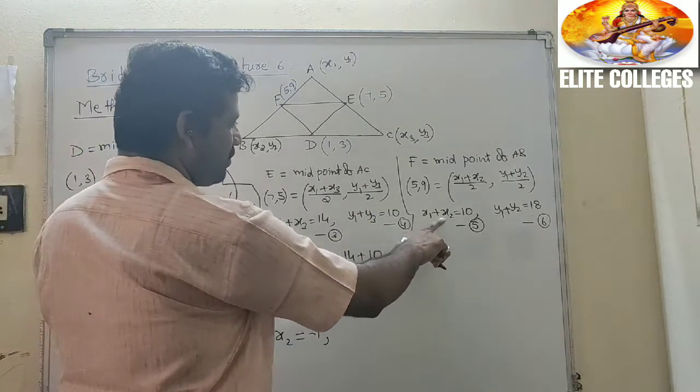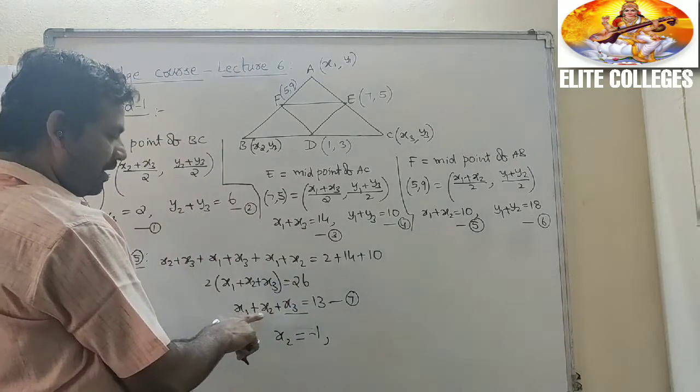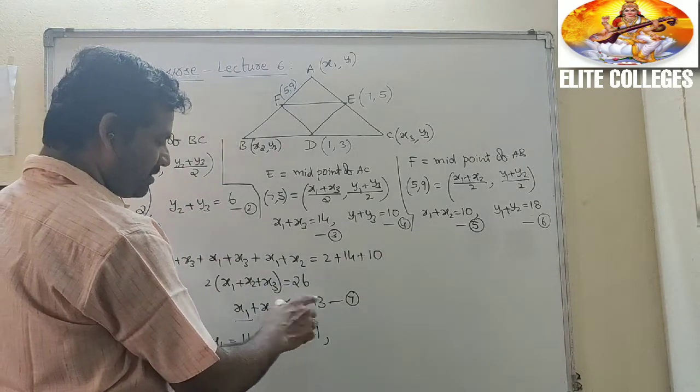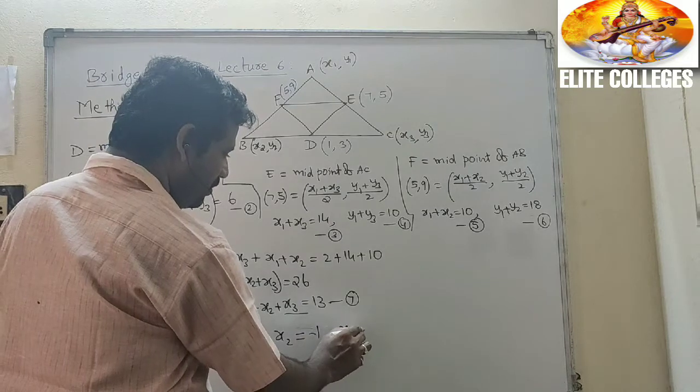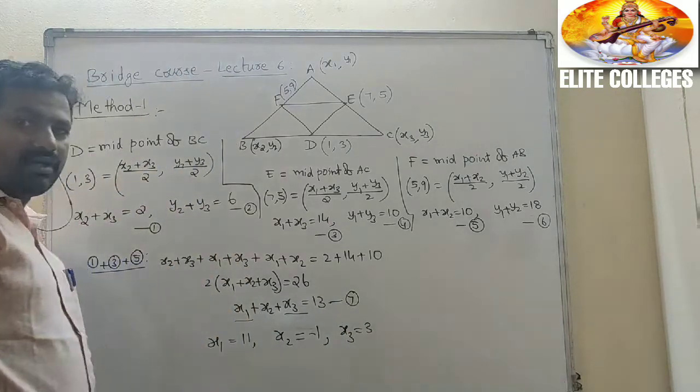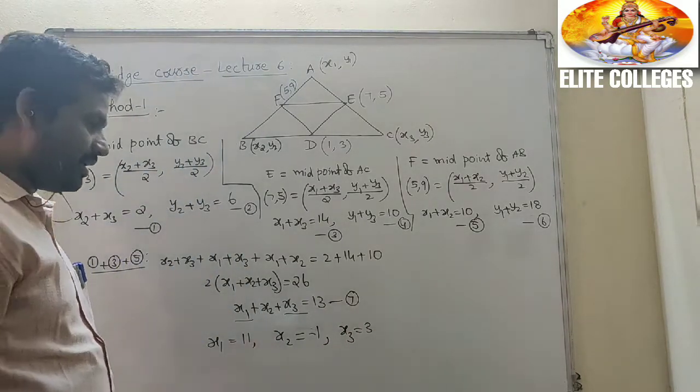Next this one. x1 plus x2 equal to 10. 10 plus x3 equal to 13. x3 equal to 3. So that is the way we got the values x1, x2, x3.